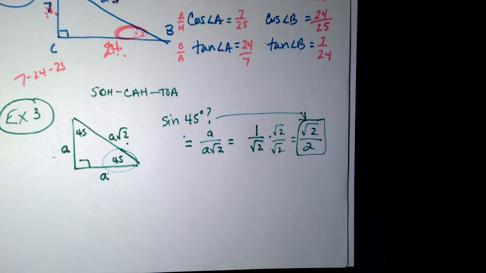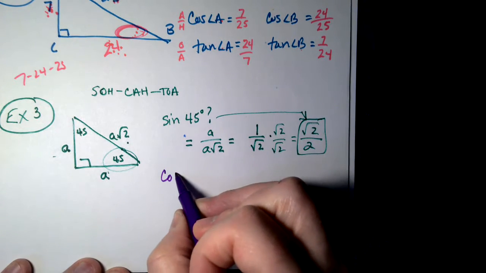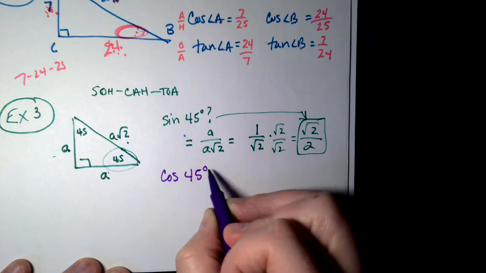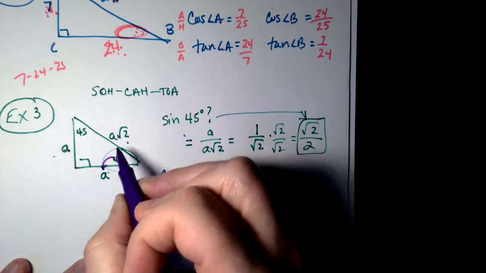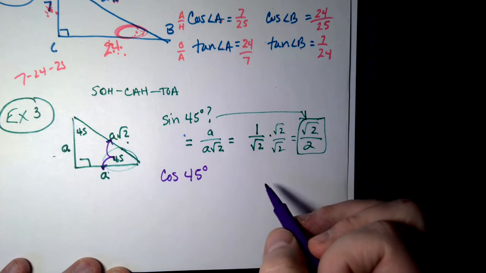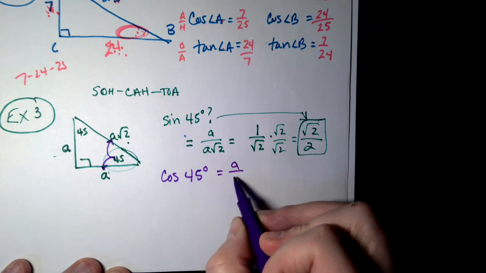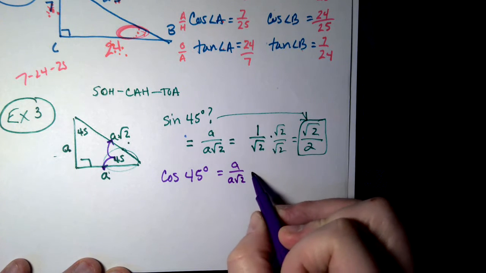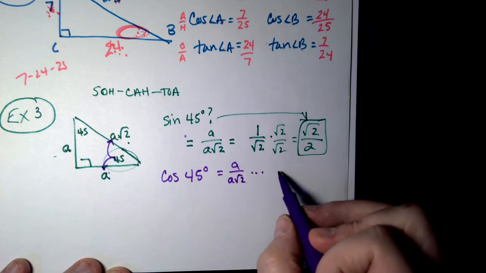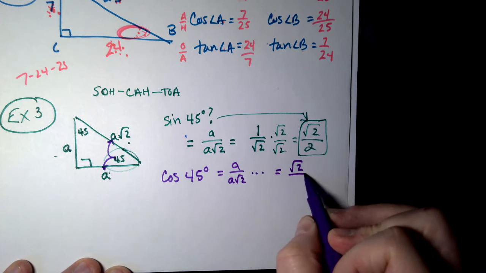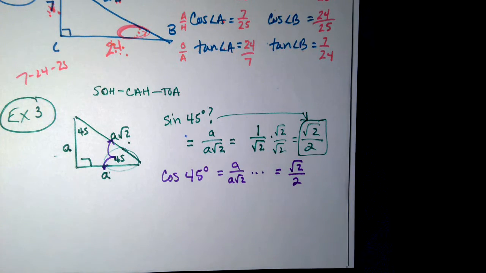What if I ask you what's the cosine of 45? Well, shoot, that's not going to change anything. Adjacent is A, hypotenuse is A root 2. So if I go A over A root 2, I'm going to do the same thing. I'm going to get square root of 2 over 2.